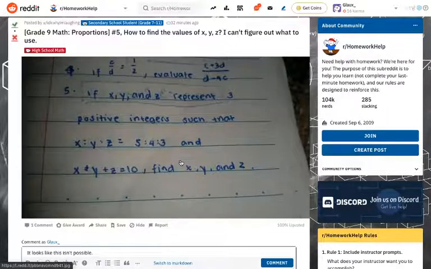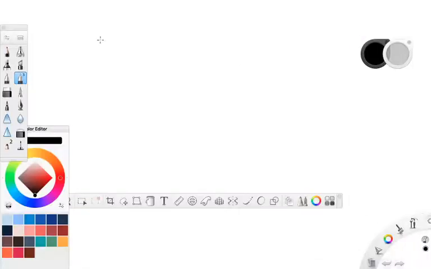So it says if x, y, and z represent three positive integers, such that the ratio of x to y to z is equal to 5 to 4 to 3, and x plus y plus z is equal to 10, find x, y, and z. Okay, so I'm fairly certain that this has no solutions. So since it doesn't appear to have solutions, I'm just going to brute force it because I don't think there are that many cases to check before we'll realize.